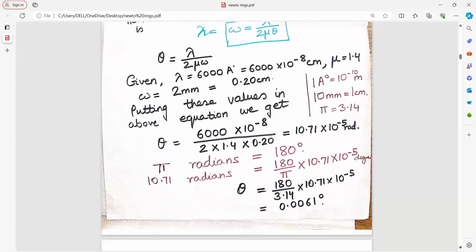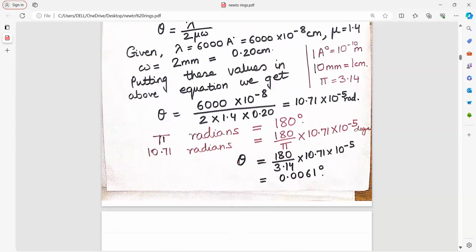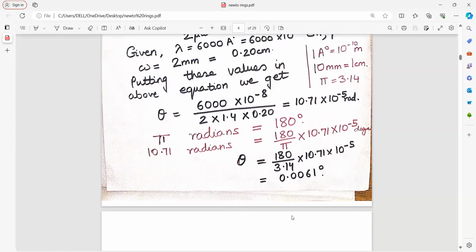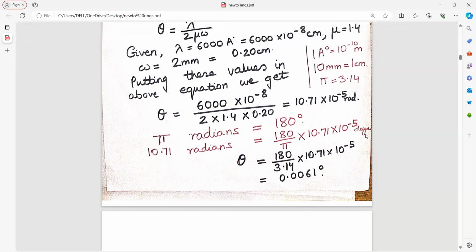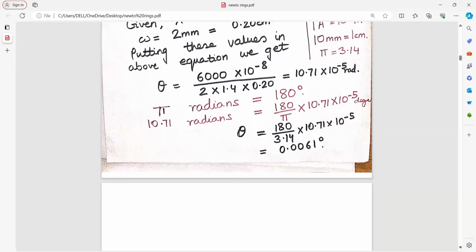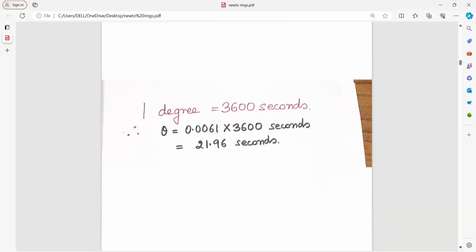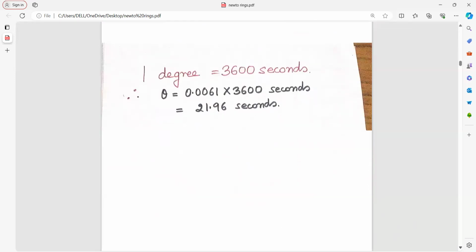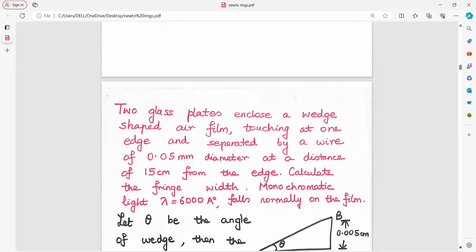Now, pi radians is equal to 180 degrees. So the value in radians is multiplied by 180 upon pi, and you get the answer in degrees. Next, 1 degree is 3600 seconds. So theta becomes equal to, in seconds, since they are asking the answer in seconds, this much multiplied by 3600.